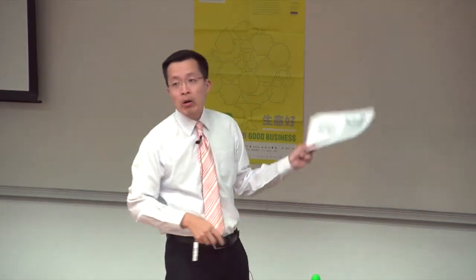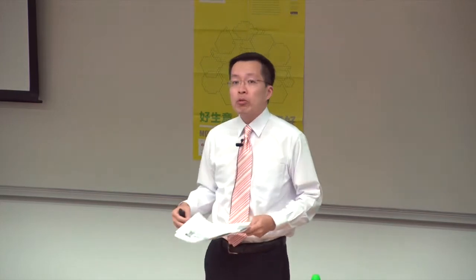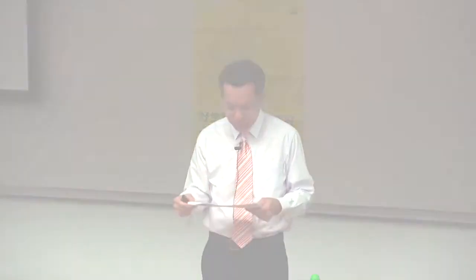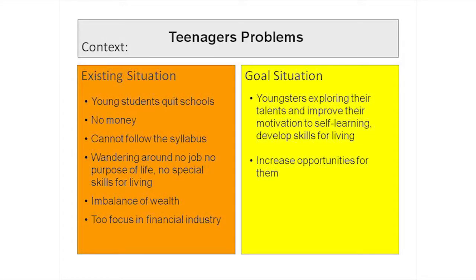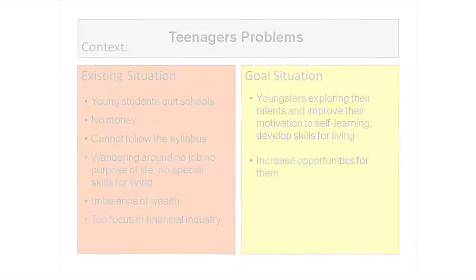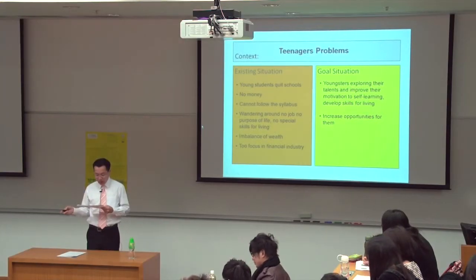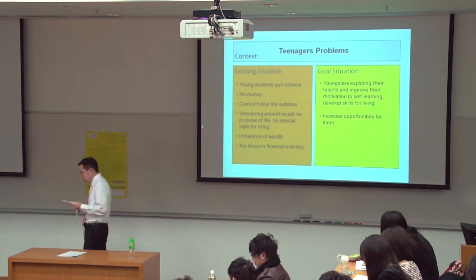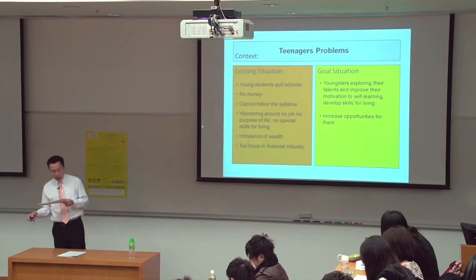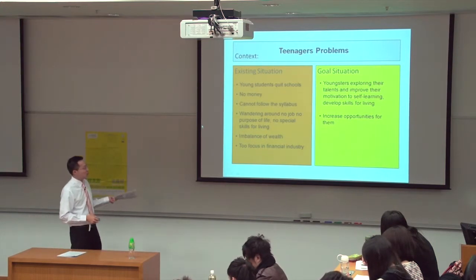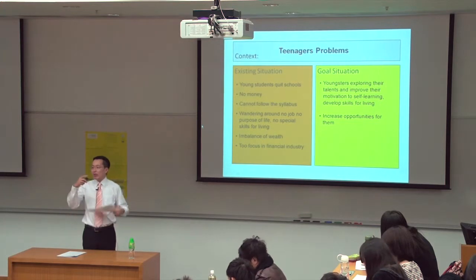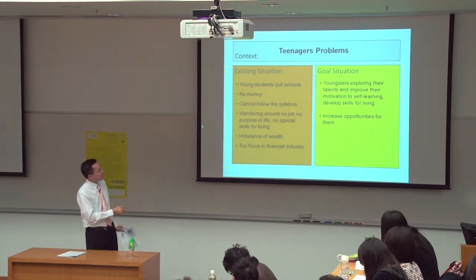So for example, in Hong Kong, these are some of the examples we draw from past training workshops with the audience together. For example, someone said in the teenagers' problem in Hong Kong, the existing situation is that young students quit school, they don't have money, and they cannot follow the education syllabus. And sometimes they're wandering around with no job and no purpose in life and no special skills for living. And they are having an imbalance of wealth, or too focused on the financial industry, okay? Those are some situations that people write down as an existing situation.